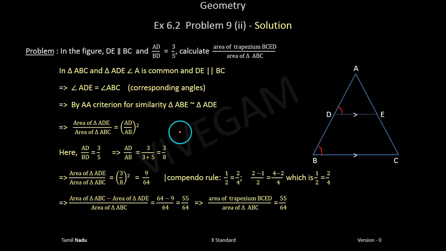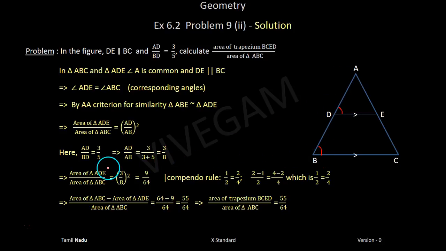Now, when they are similar, the ratio of the areas of the triangles is the square of the ratio of the corresponding sides. Therefore, area of the smaller triangle divided by area of the bigger triangle is (AD/AB) the whole square. We know AD/BD equals 3/5. By componendo, AD/(AD+BD) will be equal to 3/(3+5), which I showed you in the first 9.1, right? So that is AD divided by AD plus BD, which is AB, equal to 3 divided by 3 plus 5. That's 3/8. Now you have the value of AD/AB.